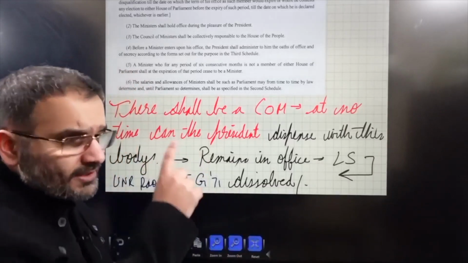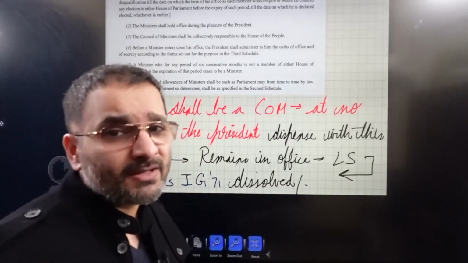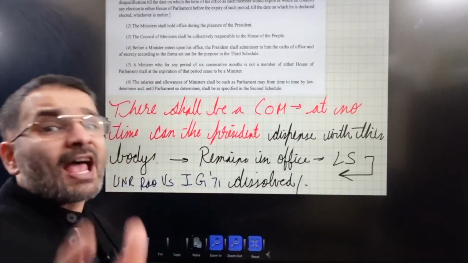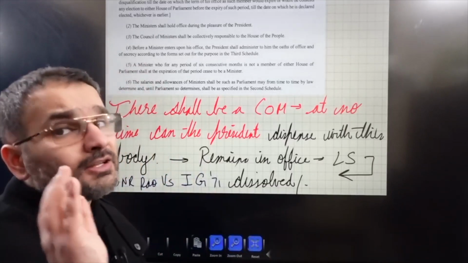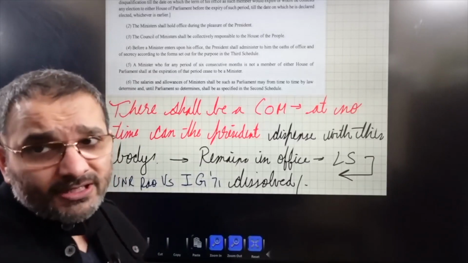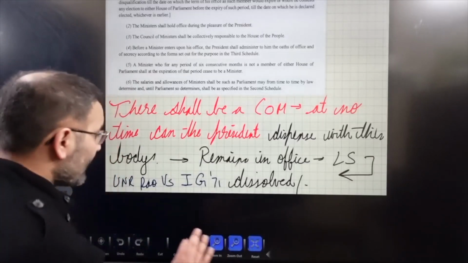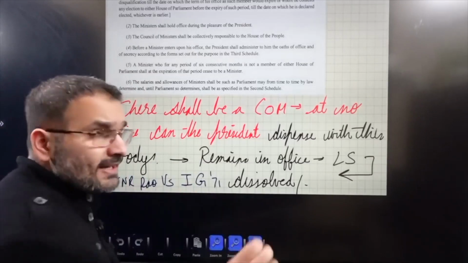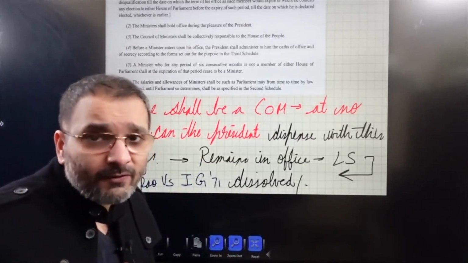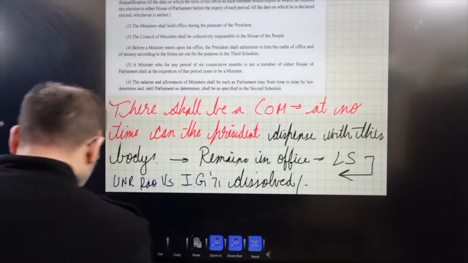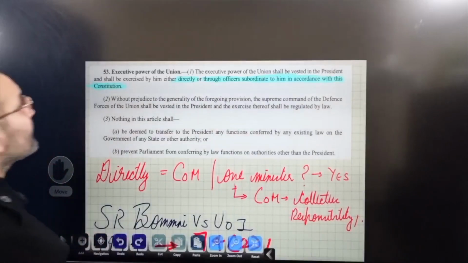If Article 74 says there shall be a Council of Ministers, we are going to read the word shall as shall only. It is compulsory in nature to have such a body. The President cannot dispense with it at any time, all right? So write down this case law and quote it alongside Article 74; it will make a very, very beautiful answer and will fetch a lot of marks, all right?